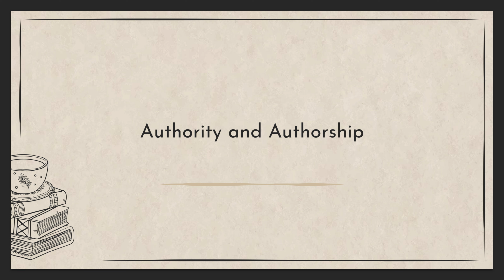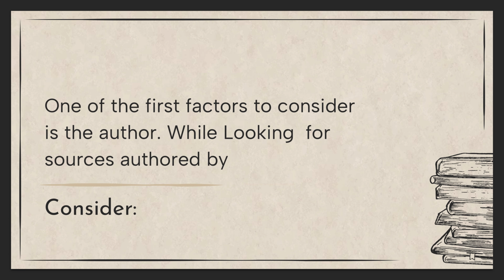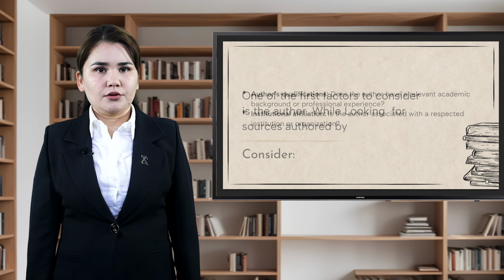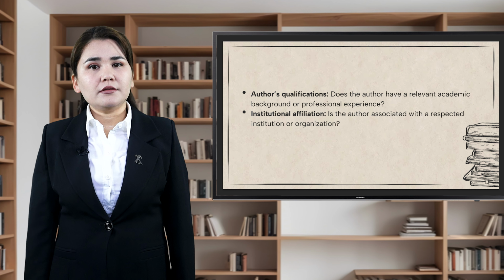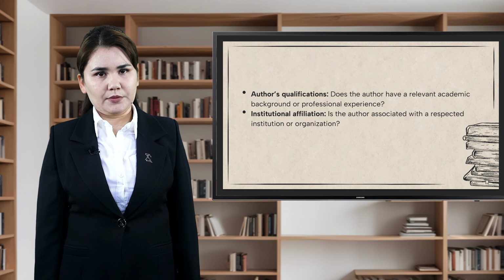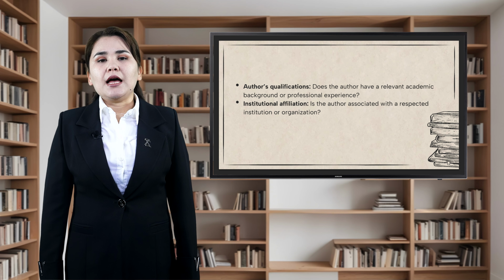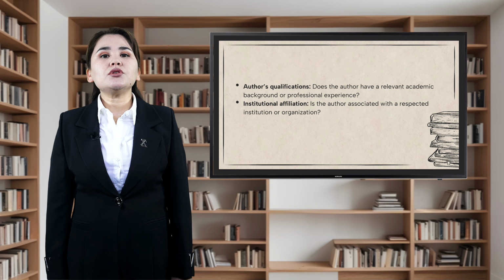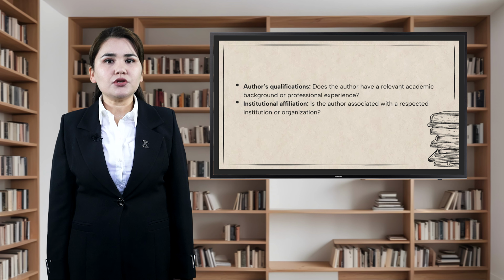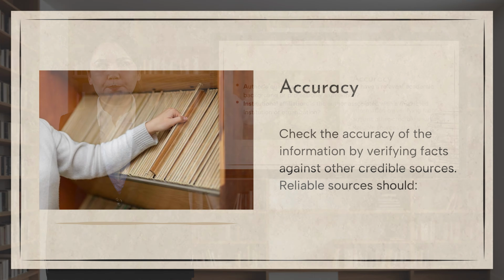Let's talk about authority and authorship. One of the first factors to consider is the author. While looking for sources authored by experts, you should consider the author's qualifications. Does the author have a relevant academic background or professional experience? And you should consider institutional affiliation. Is the author associated with a respected institution or organization?